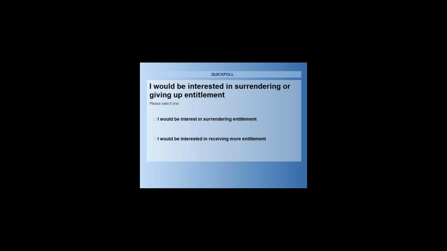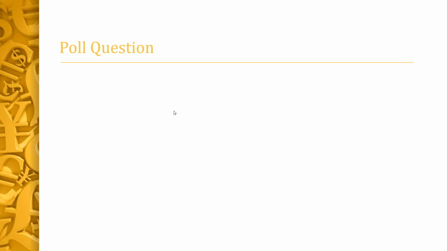Looks like we've just got 2 answers, so we'll give folks a few more seconds. Okay, we're going to go ahead and close this. It looks like we got about half and half, that we have some folks that are interested in surrendering, and we have some folks that are interested in receiving more entitlement. So that's really exciting. We're hoping that this can help districts on either side of that situation.